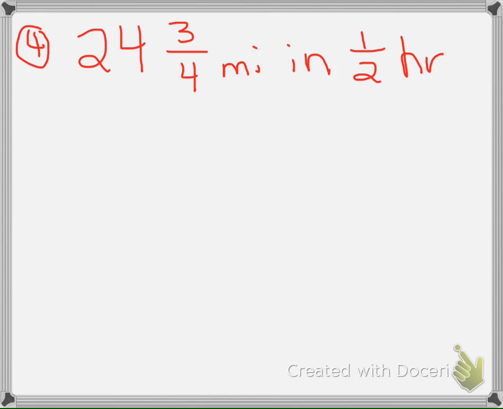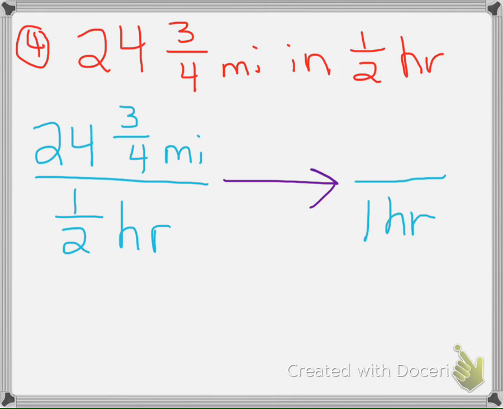Again, it's kind of like a unit rate question, but the difference here is that we have fractions. I want to show you why we're going to do what we're going to do. It's a little confusing, but I think you'll get it once you understand why we're doing it. First, we're going to write it as a unit rate, just like a regular unit rate problem, as a ratio or a fraction. So first we have 24 3/4 miles over a half hour.